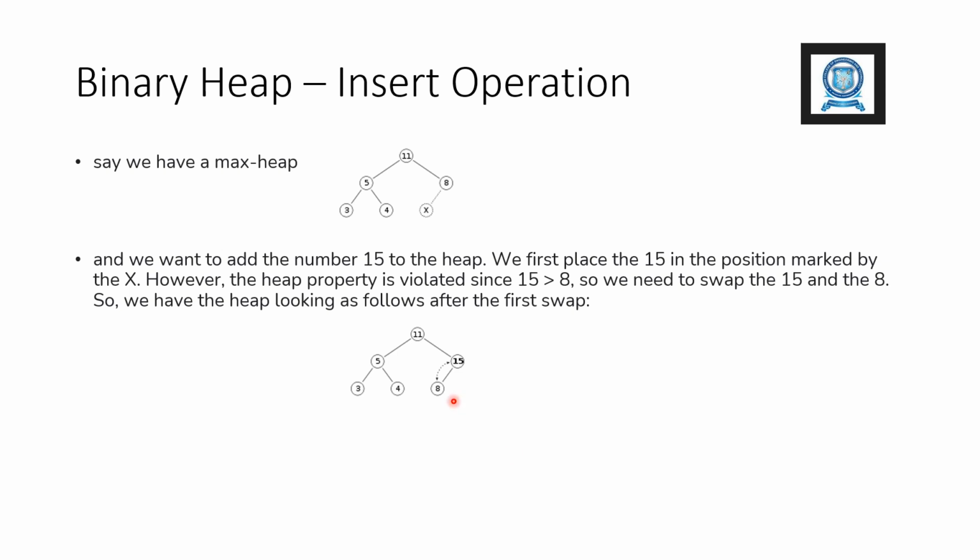Insert operation example. Say we have a max heap here and we want to add the number 15 to the heap. We first place the 15 in the position marked by X. However, the heap property is violated since 15 is greater than 8. So we need to swap the 15 and 8. So we have the heap looking as follows after the first swap. 15 and 8 are swapped, exchanging their places.